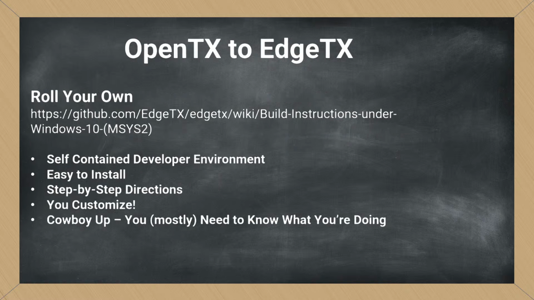The last thing I want to let you guys know about, this is for the cowboys, all right? This is not for the people who don't understand or care about understanding programming stuff. But if you want to roll your own, I can tell you that I did compile my own Companion and it works just fine. There's a link in the description and here on the page that will show you where to go for full step-by-step instructions if you want to install the build environment. That's the MSys2 build environment. When you do that, it is a self-contained developer environment with step-by-step instructions. Super easy to install. It's free.